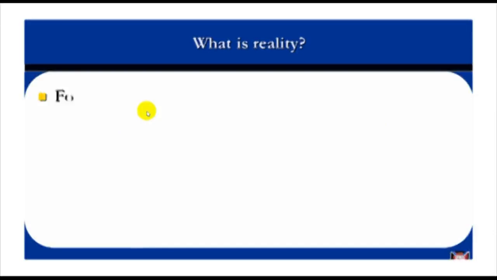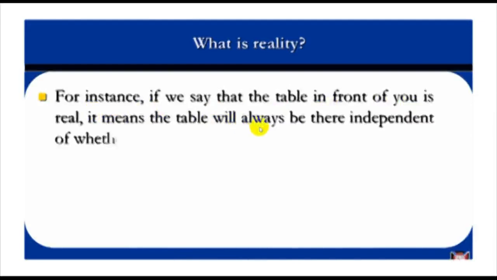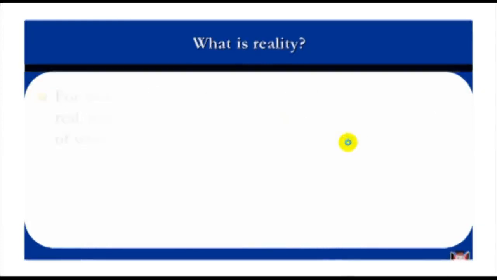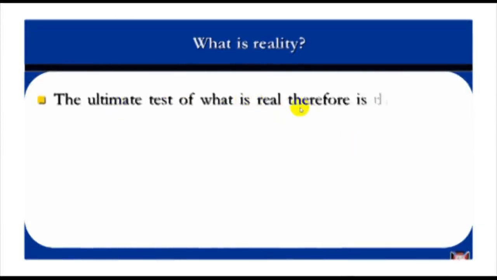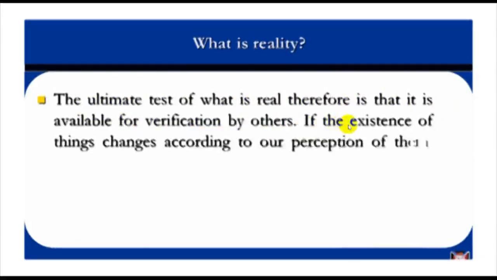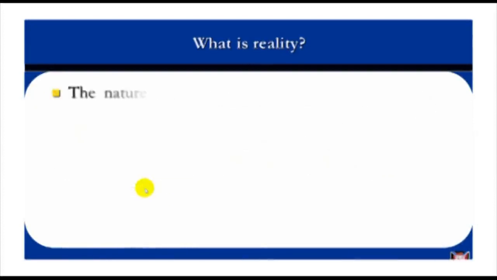In other words, if we say that the table in front of you is real, what we are saying is that the table will always be there, independent of whether or not you are seeing or touching it. The ultimate test of what is real, therefore, is that it is available for verification by others. If the existence of a thing changes according to our perception of it, then we cannot really say those things are real. A good example is color.